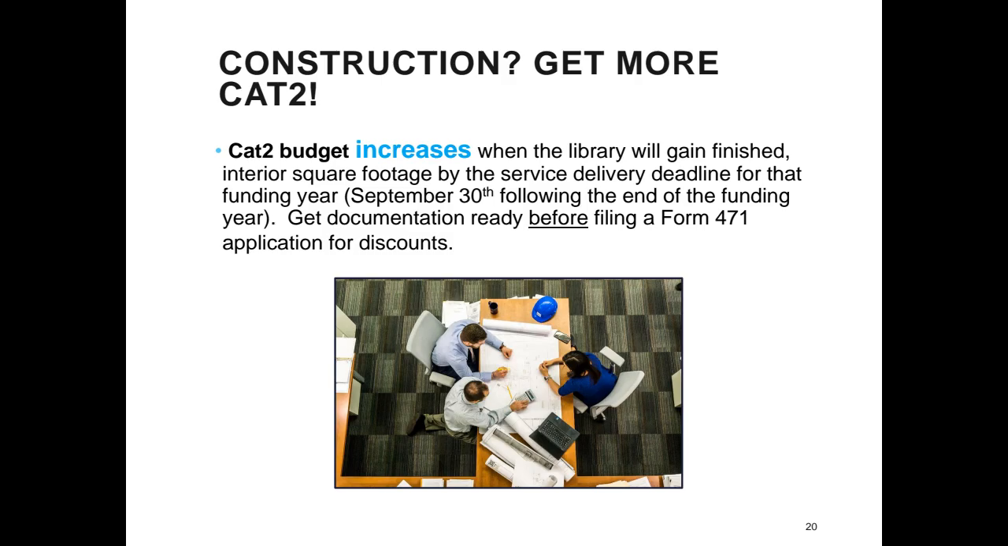Your Category 2 budget increases when you gain finished interior square footage, and that needs to be completed by the service delivery deadline for the funding year, in this case, September 30th of 2026. You want to have documentation such as a letter or email from the architect, or pictures from the blueprints, to verify what that square footage is going to be.